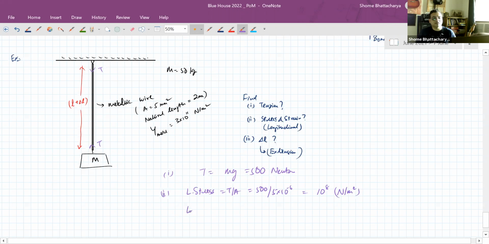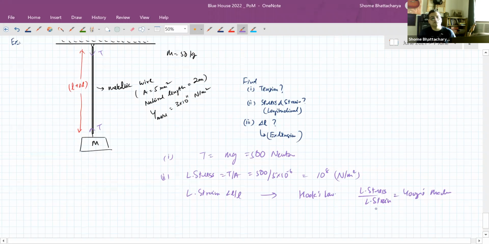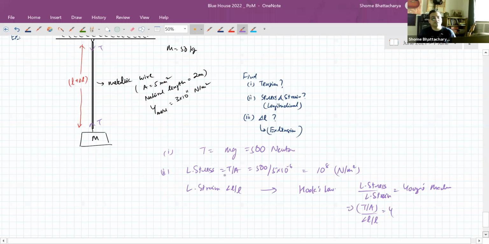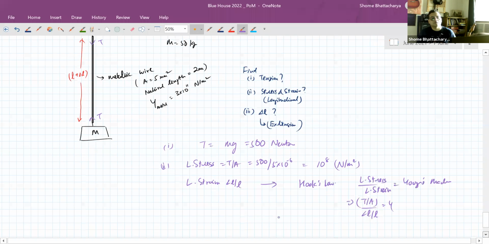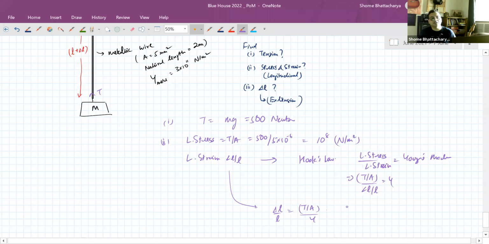So the longitudinal strain, how will we calculate that now? Delta L by L, we'll use Hooke's law. The longitudinal stress upon longitudinal strain is equal to Young's modulus. So you can see that the strain is actually the stress divided by the Young's modulus. The stress is, we just saw, 10 raised to the power 8 newtons per meter square.